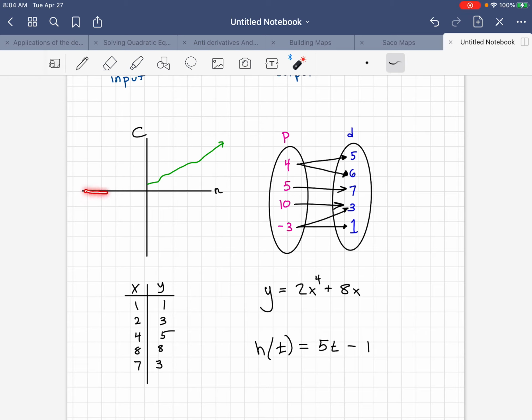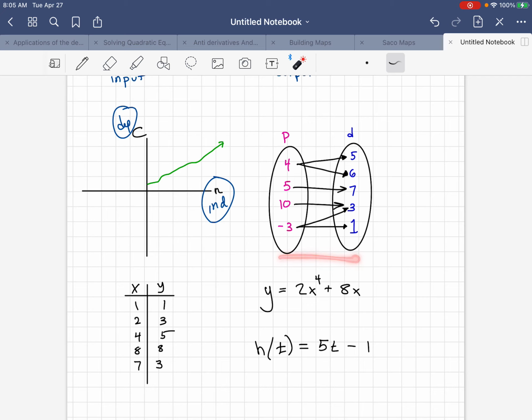When you're looking at a graph, the horizontal axis is always the independent variable, and the vertical axis is always the dependent variable. So in this case, we would say that n, which we don't even know what it represents, could be the number of items. N represents the independent variable, and C represents the dependent variable.